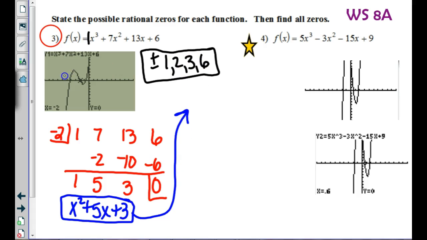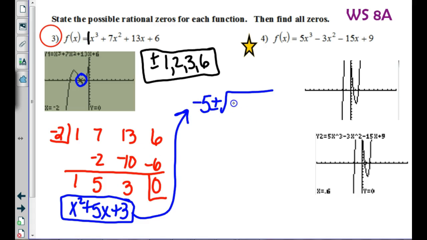6 is a possibility. 6 doesn't work, though, okay? This is the list of all the possible zeros, but the only one on that list that worked was negative 2. All right? To find the other 2, I'd have to do the quadratic formula.